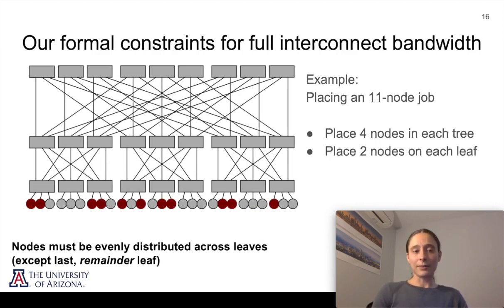Similarly, within a subtree, the nodes must be evenly distributed across the leaves, except again for the last leaf. So here, every leaf in the allocation has 2 nodes assigned to it, except for the last leaf, which has only 1 node, and we call that the remainder leaf.